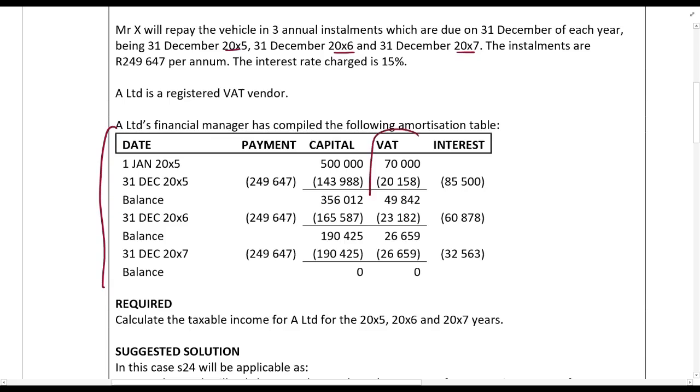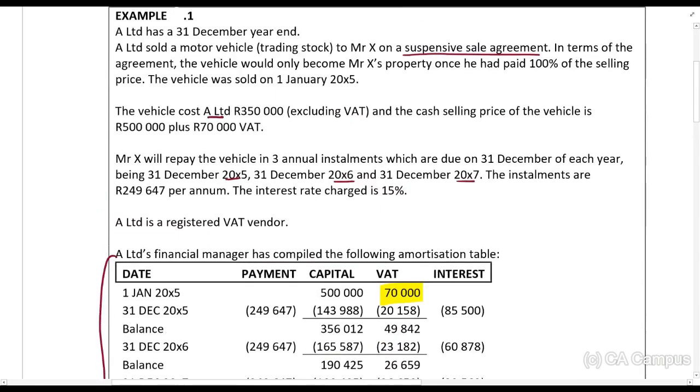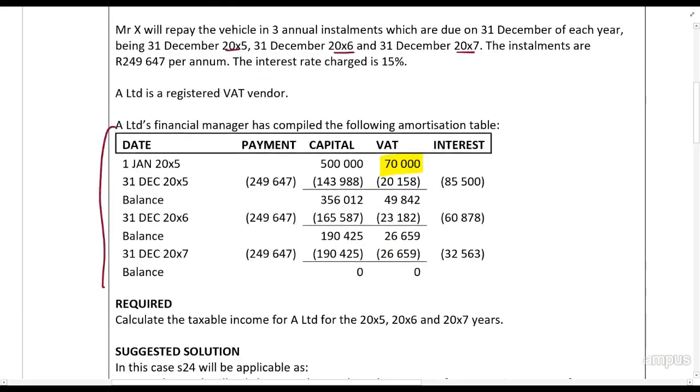So the first thing is there's a part of this which is VAT. Now, this guy, Mr. X, is paying that 70,000 rands in VAT off in installments. From a VAT perspective, remember, this 70,000 rands will be accounted for as output tax on the earlier of delivery or payment, because this is an installment credit agreement. So we don't really care about that. What we care about is this capital amount here, which is excluding VAT. We care about that, and we care about the interest amount.